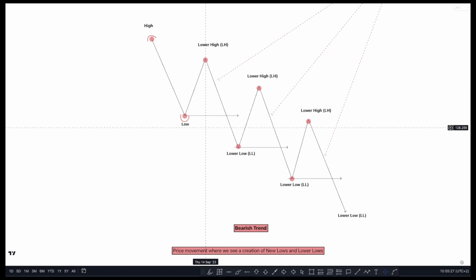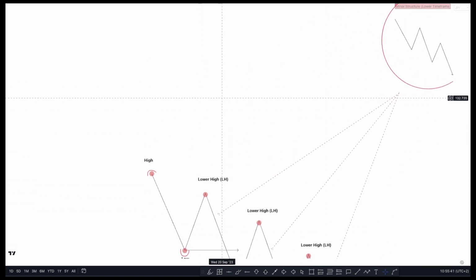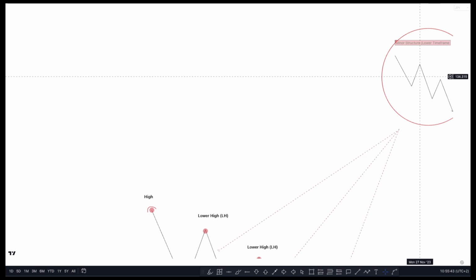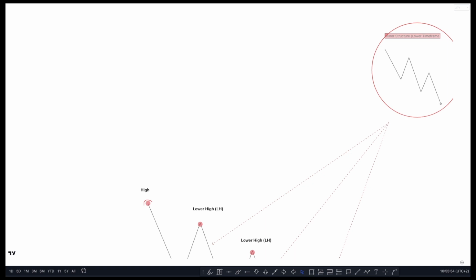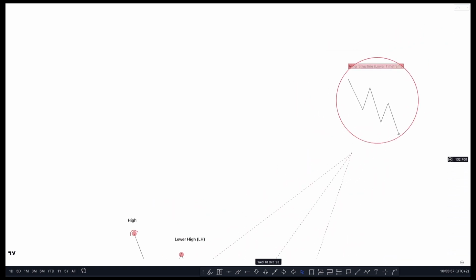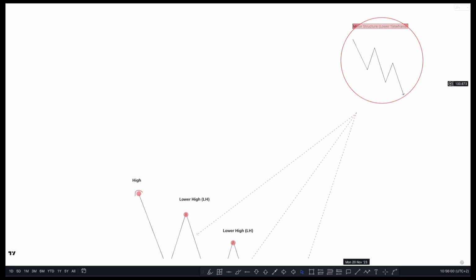So as you already know, these moves will not always be one move going down or one move going up. It will always be in a trend, in more of a wave manner. And that would be our minor trend, right? The minor trend will be like this. As we are going down, we'll be creating new lower lows and lower highs.